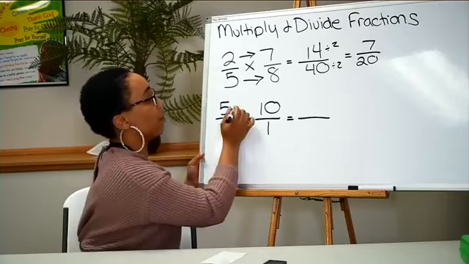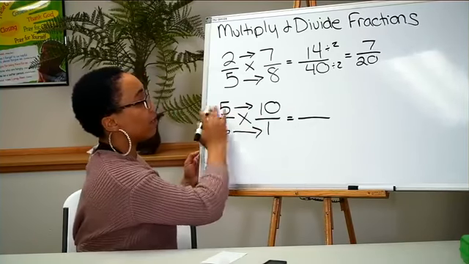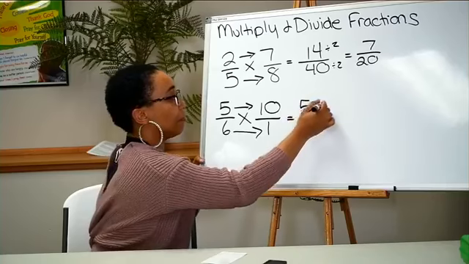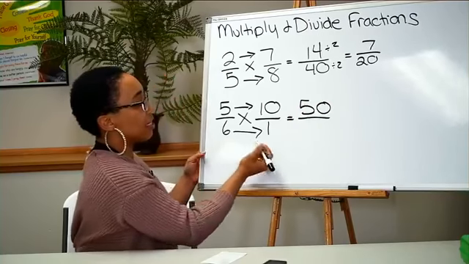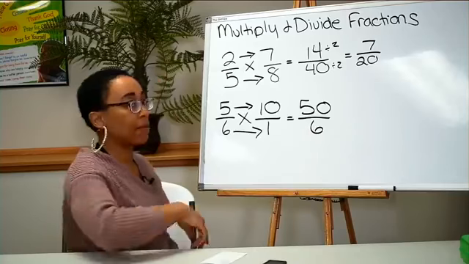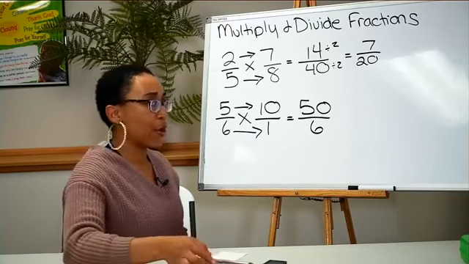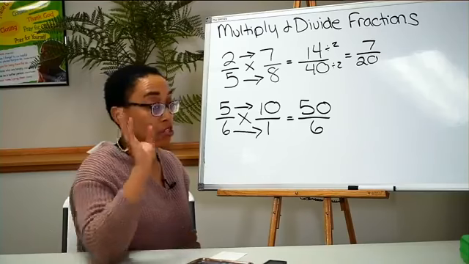Just makes it easier. So then, just like last time, we're going to multiply across. 5 times 10 is 50. 6 times 1 is 6. Okay? So, you need to check, is it a proper fraction? No, it's an improper fraction. How do we know that?